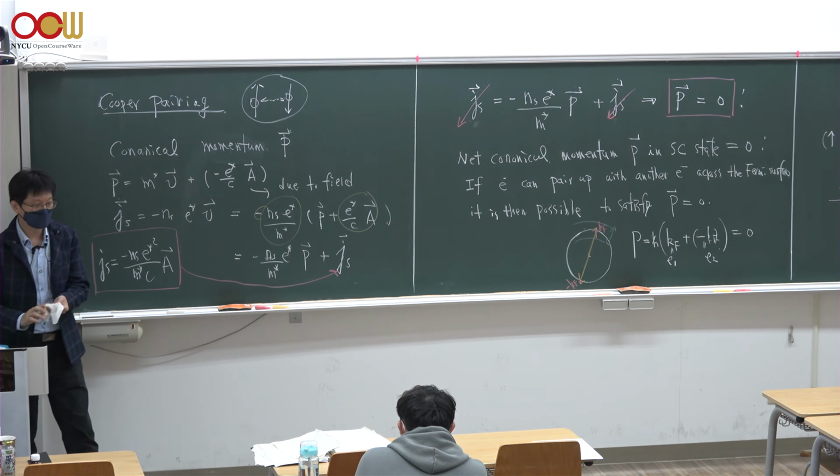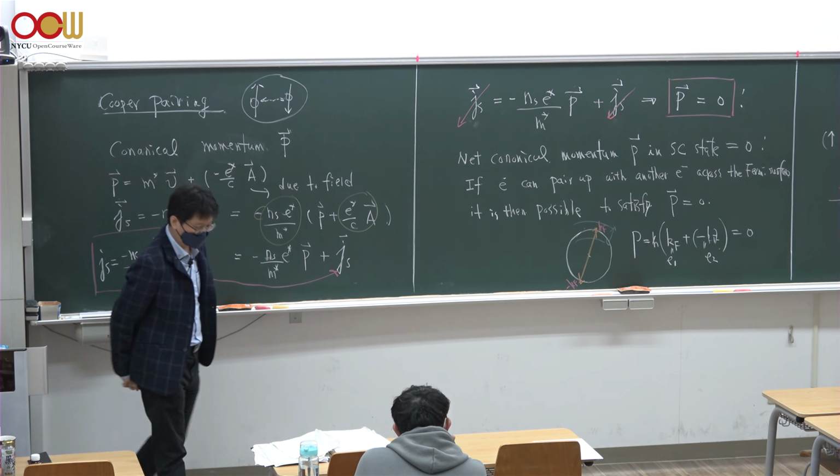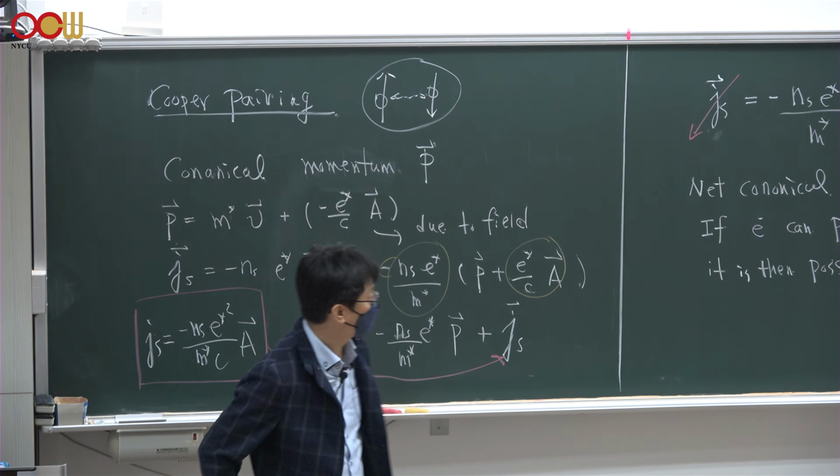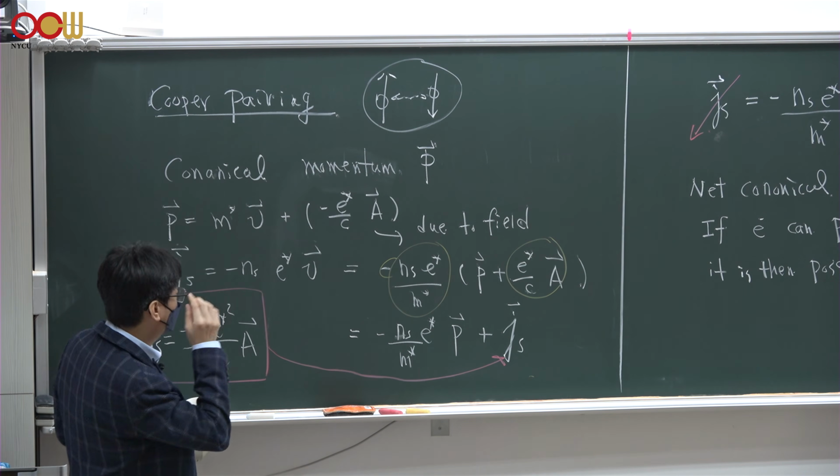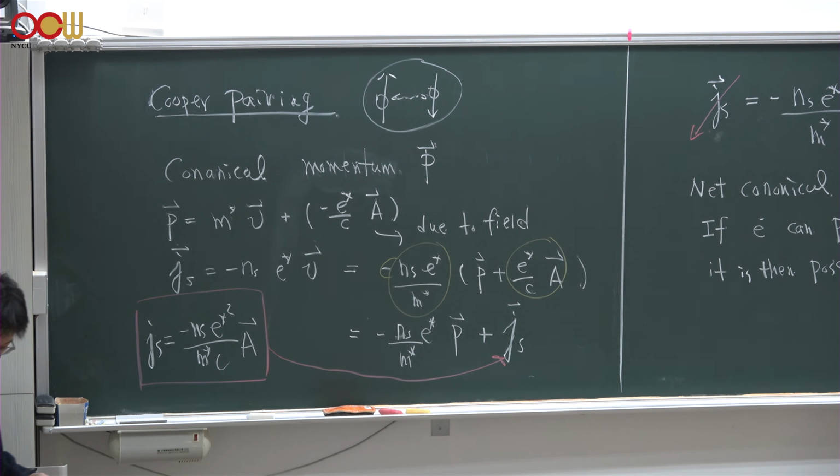Okay, so let's take a short break. When we come back, we will construct the BCS Hamiltonian based on this idea. So for this part, you could look at Flansburg. I don't know what chapter it is for the BCS theory at the very end of this book.